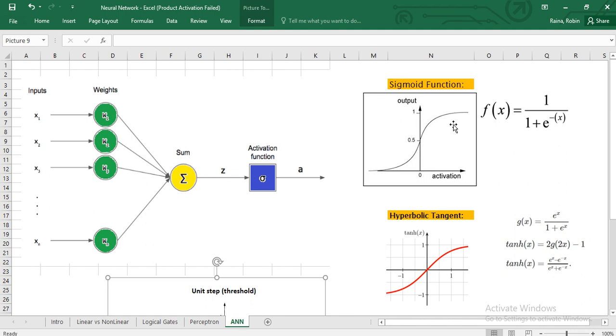So sigmoid function, these all are, as I said, nonlinear functions. The sigmoid function is another type of activation function where it scales the value between 0 and 1 just by applying a threshold with this formula. F of x is equal to 1 by 1 plus exponential of minus x.